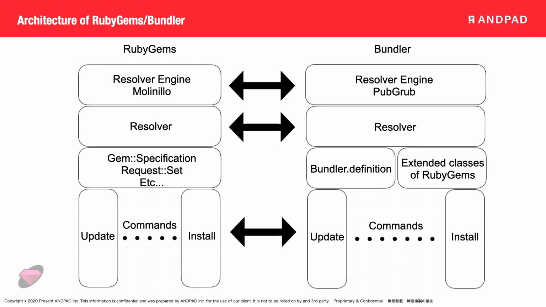This section introduces the architecture of RubyGems and Bundler. Both have similar functionality and structure. Both have a resolver and a resolver engine. RubyGems uses Molinillo as a resolver engine, but Bundler uses PubGrub for that. So there are different implementations between the command line interface and the runtime architecture, and the command line options and functionality are slightly different between RubyGems and Bundler. So these are completely complex code bases.